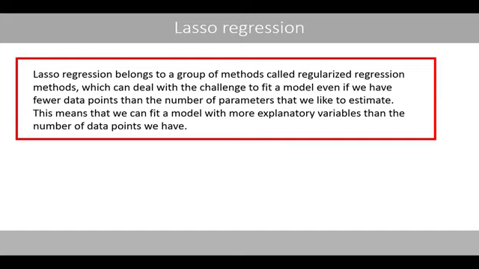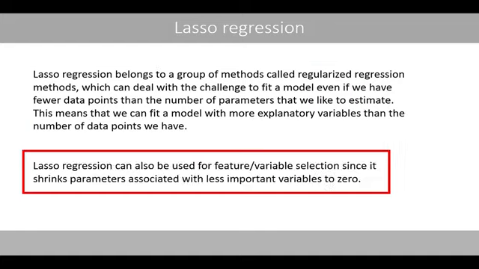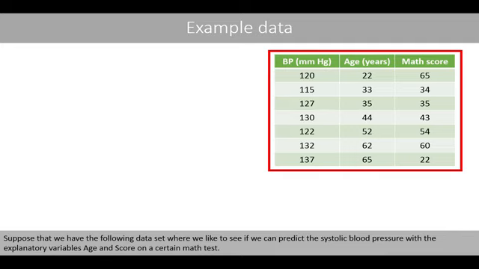Lasso regression belongs to a group of methods called regularization regression methods, which can deal with the challenge to fit them all even if we have fewer data points than the number of parameters that we like to estimate. This means that we can fit them all with more explanatory variables than the number of data points we have. Lasso regression can also be used for feature or variable selection, since it shrinks parameters associated with less important variables to 0.